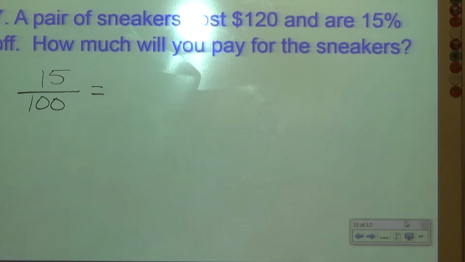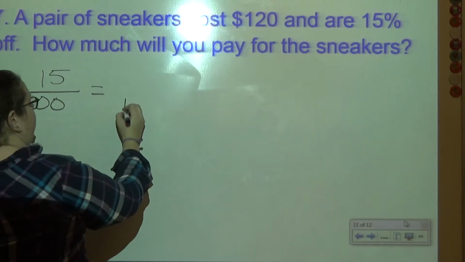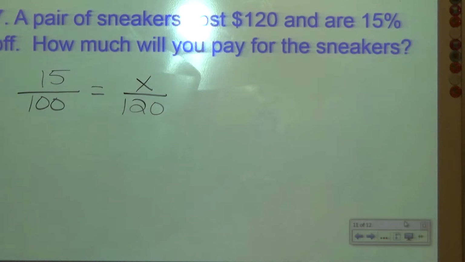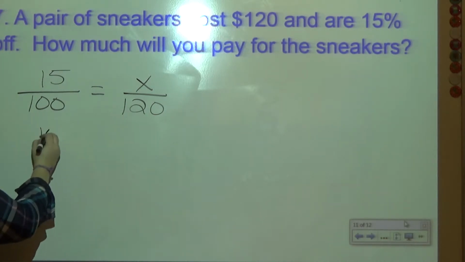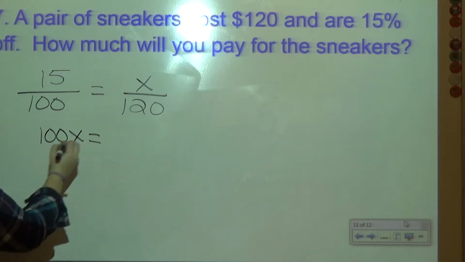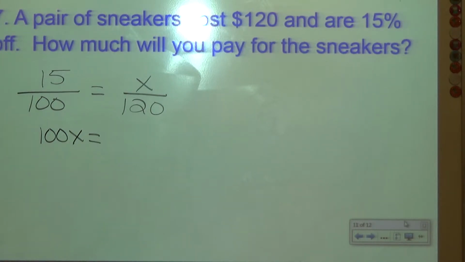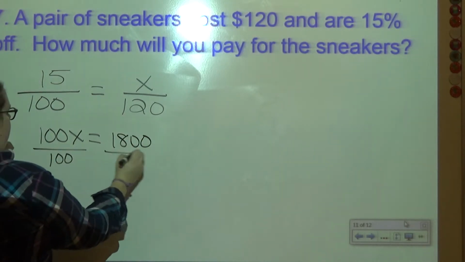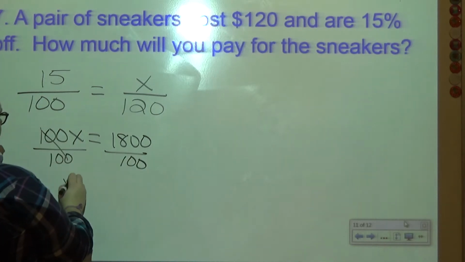So is that 120 the part or the whole? Is that how much we're paying? How much we're saving? Or the total price? That's our total price, so 120 over x. Cross multiply, 100x equals, I want to say 1800, 15 times 120, yeah, 1800, divide by 100, x equals 18.